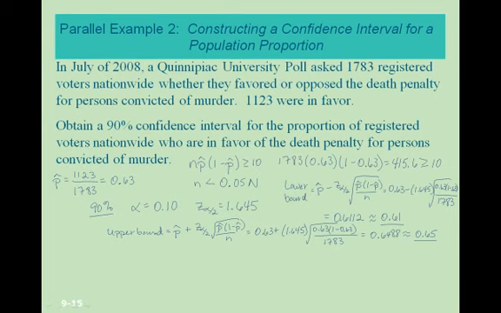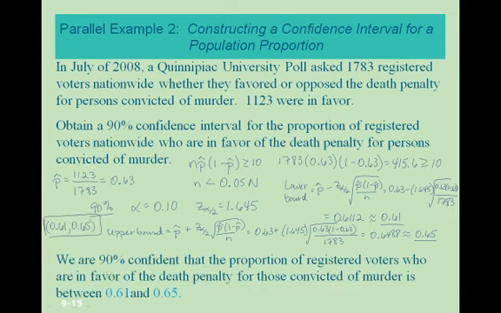So when we write our confidence interval, we'll put it in parentheses here and put 0.61 up to 0.65, and that would be our 90% confidence interval. And so what that means then is that we are 90% confident that the proportion of registered voters who are in favor of the death penalty for those convicted of murder is between 0.61 and 0.65.